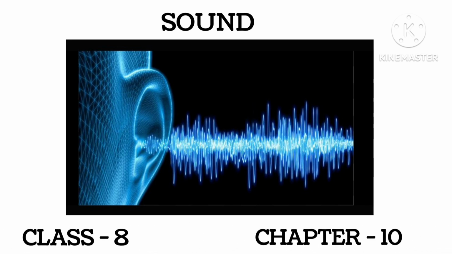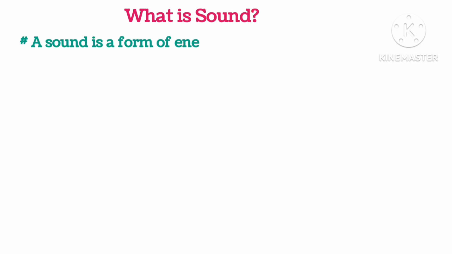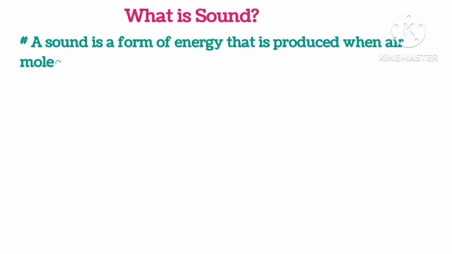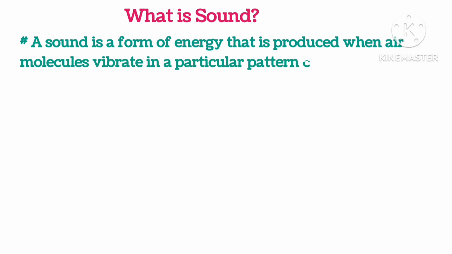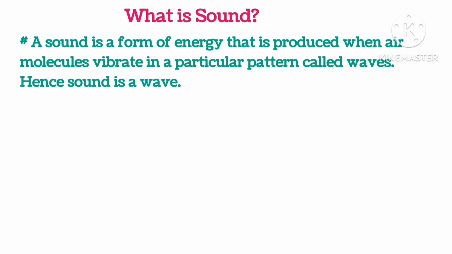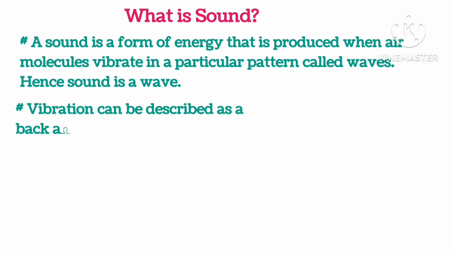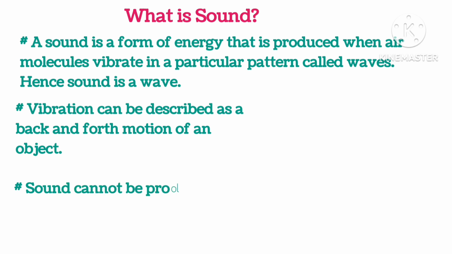Today's topic is Sound, Class 8, Chapter 10. What is sound? A sound is a form of energy that is produced when air molecules vibrate in a particular pattern called waves. Hence, sound is a wave. Vibration can be described as a back and forth motion of an object. Sound cannot be produced without any vibration.